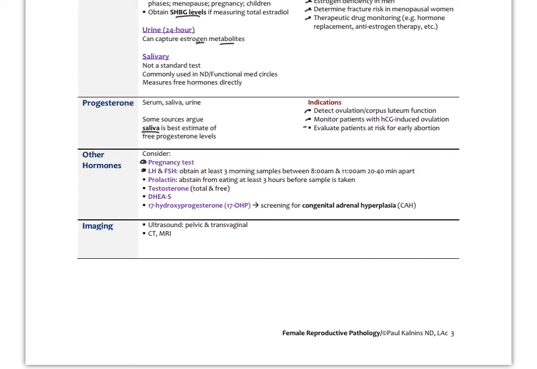LH and FSH have their roles. Typically we measure those in the morning, 8 to 11 a.m., and we want to get 2 or 3 samples that are 20 to 40 minutes apart. So that's the typical measurement, or how it should be measured, but that's not always what labs do. Sometimes they'll just do a single draw, and I sometimes have to send patients back to make sure we're getting accurate measurements.